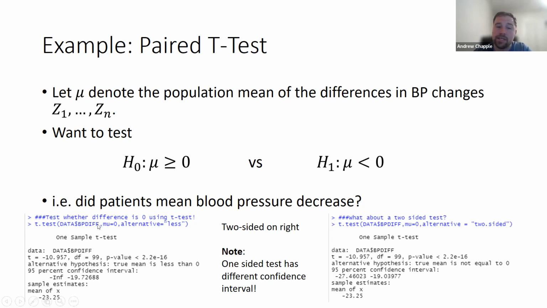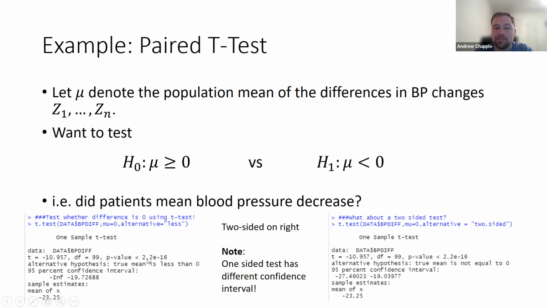So I can do that with the t.test command. This is very similar to what we did in module 2. So t.test, I'm going to index the data, the BP diff here. I'm going to set my mu equal to 0, which is the hypothesized mean I want to test for. And my alternative here is going to be less. So I can see the data here.